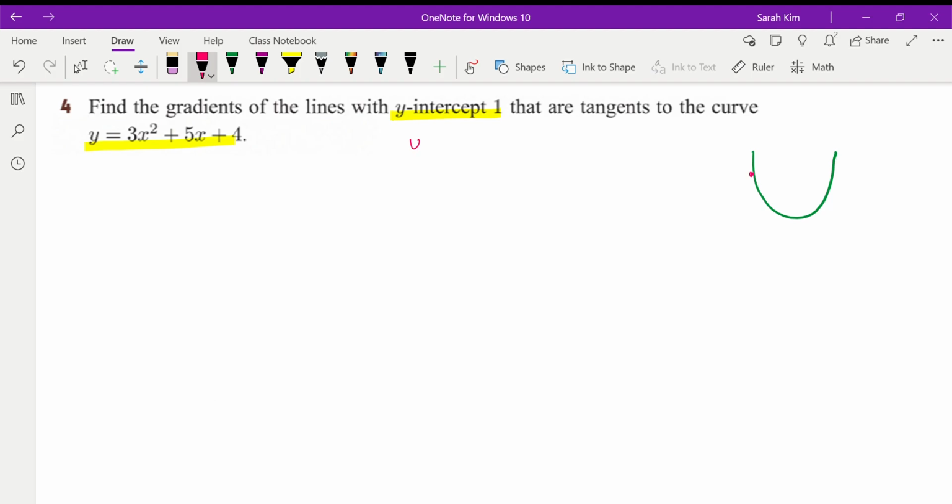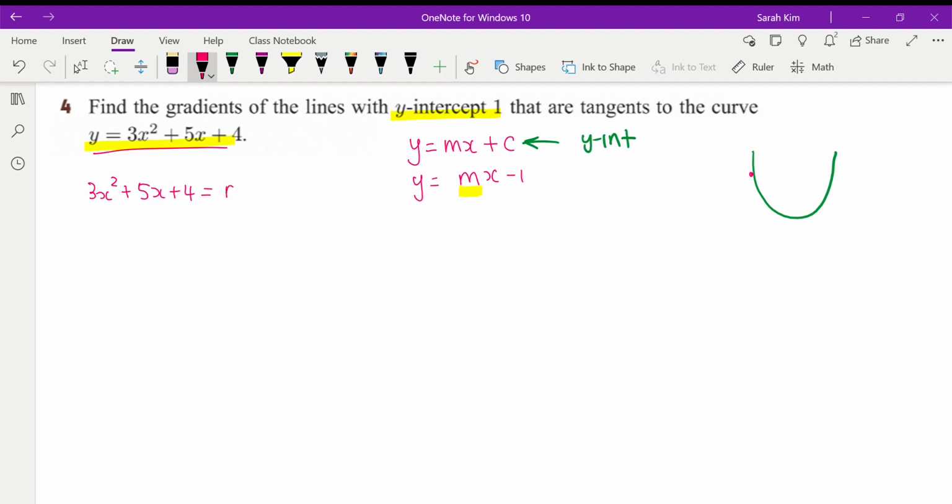Our linear equation looks something like this, but if my y-intercept is 1, it should look something like this, because that variable over here, c, gives the y-intercept value. So basically, it's saying y equals mx plus c. We need to find values for m that work. So start again by equating the functions, so this y over here equals this y over here.